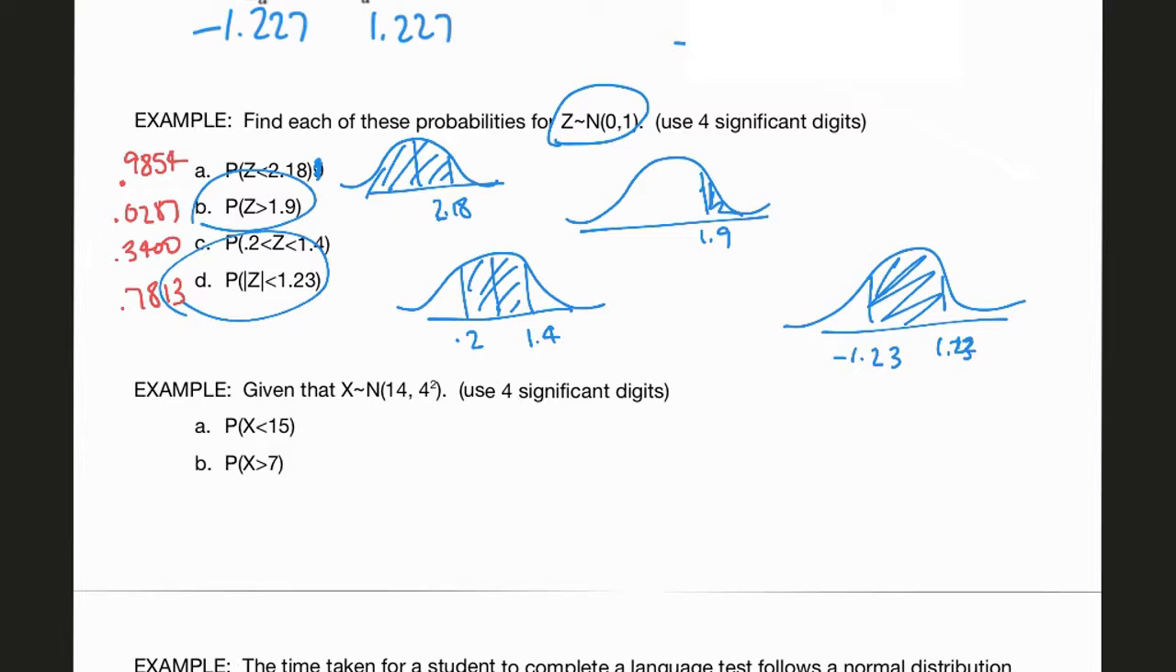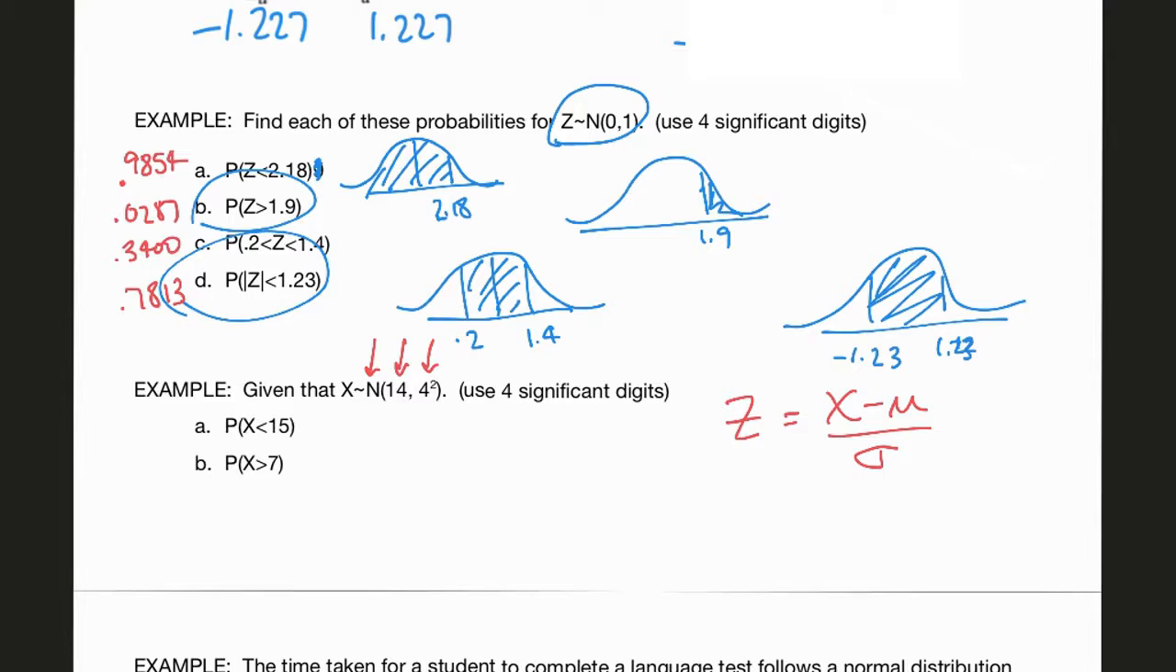Okay, so now this problem down here, notice this is not standardized, right? This is not a Z, and these numbers are not 0 or 1. So what you're going to do is use a formula. Here it is. Z is equal to X minus mu over sigma. This is going to be used to standardize it so that you can continue to use your calculator the way you've been doing. So let me show you what this looks like.